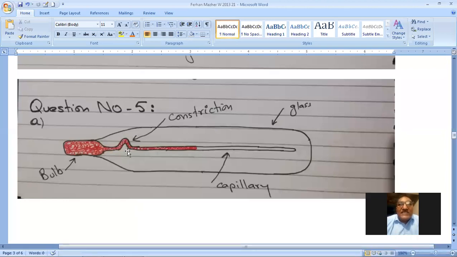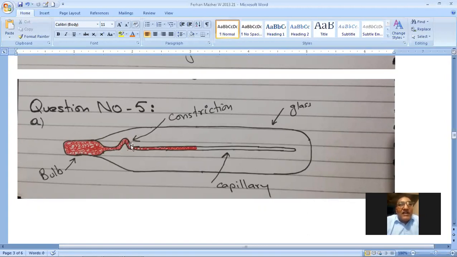due to this constriction, when you put the thermometer in the patient's mouth, the mercury will expand and come into this capillary and show the temperature of the patient. But when you take the thermometer out of the patient's mouth, the temperature of the surroundings of the thermometer will fall. So the mercury in this capillary will try to go back.